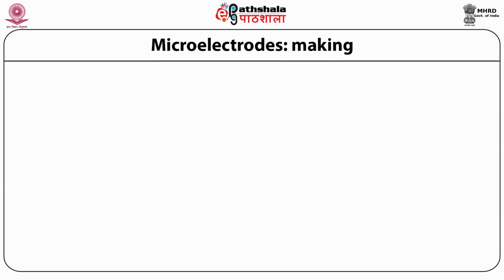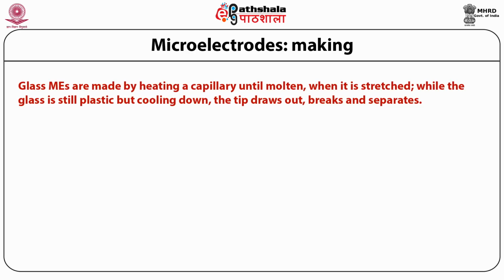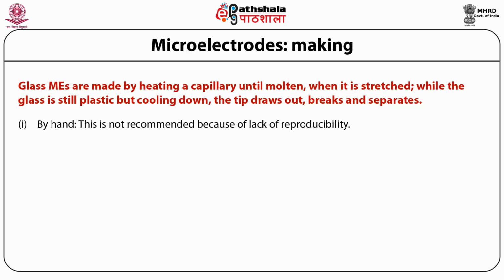Microelectrode making. While recording with microelectrodes, it is very important how electrodes are made. They are made of glass capillaries and there are different procedures by which they can be made. Glass microelectrodes are made by heating a capillary until molten. When it is stretched while the glass is still plastic but cooling down, the strand draws out, breaks and separates. In one step, two microelectrodes are made, and they can be made by different processes, namely by hand. This is not recommended because of the lack of reproducibility, because every time the tip is not the same.